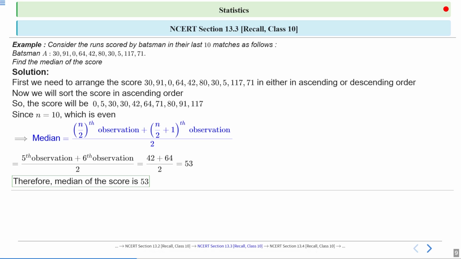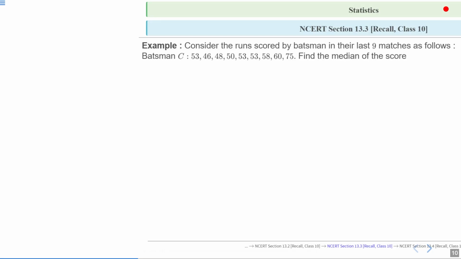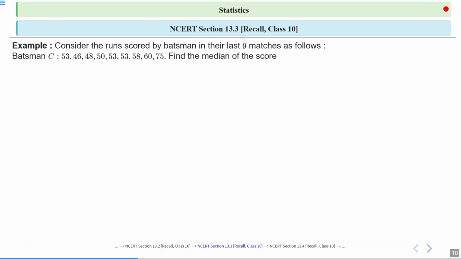I hope this example is clear to all of you. Now let's move to the next one. In this example, we consider the runs scored by batsman C in the last 9 matches as follows: 53, 46, 48, 50, 53, 53, 58, 60, 75. And here we have to find the median of the score.